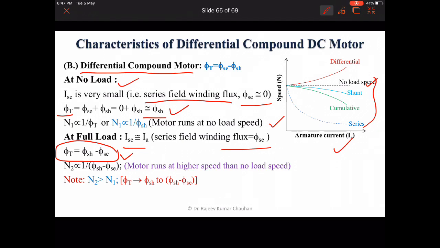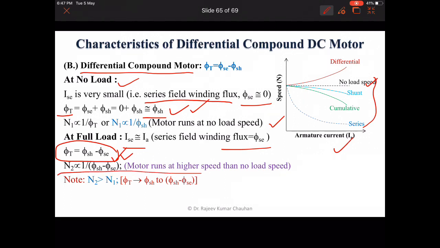So, from here we can see that N2 is proportional to 1 upon phi SH minus phi SE. The motor runs at higher speed than no load speed, because the value of the resultant flux phi t is decreasing. At no load the flux is phi SH, while in case of full load the flux is phi SH minus phi SE. Therefore, the resultant flux value is decreased, so the speed will increase.